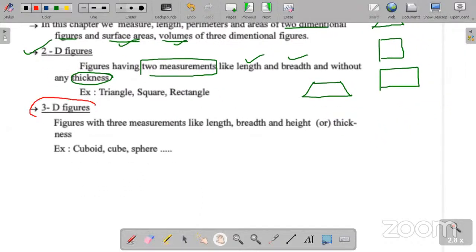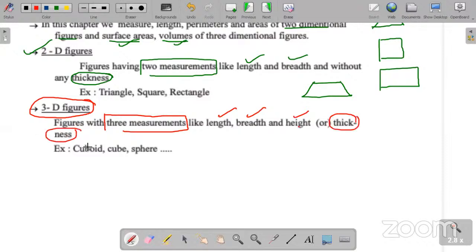3D figures means three-dimensional figures. Figures with three measurements like length, breadth, height. Height may be called thickness also. Examples are cuboid, cube, sphere, even cylinder, and hemisphere. So these are all called 3D figures.